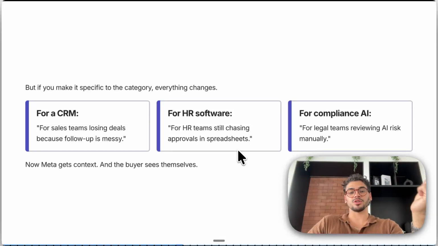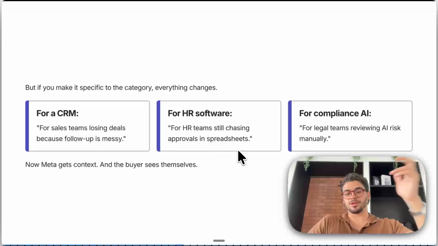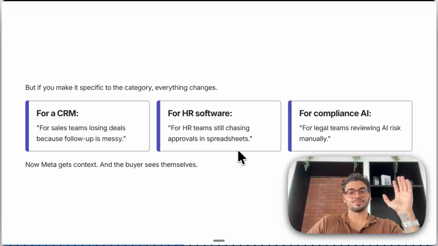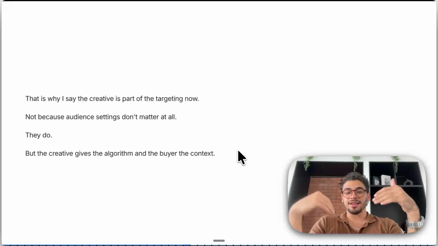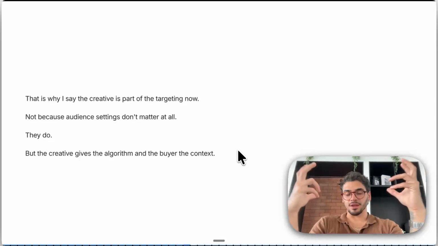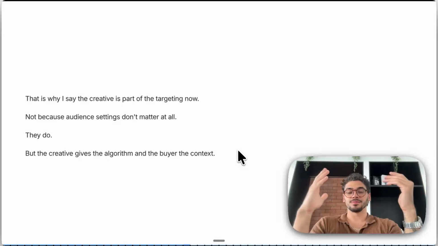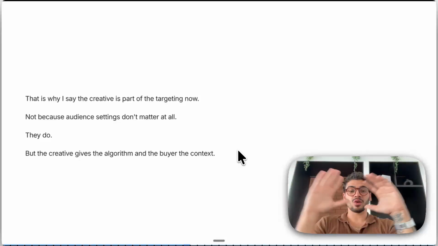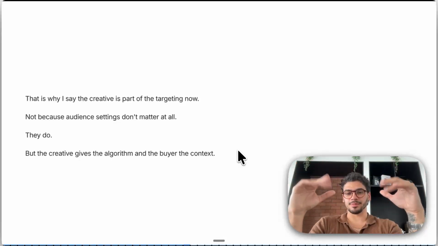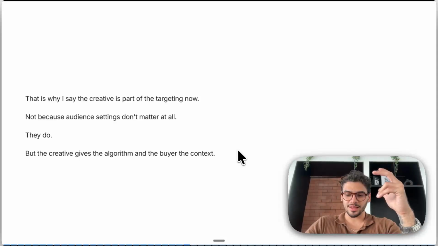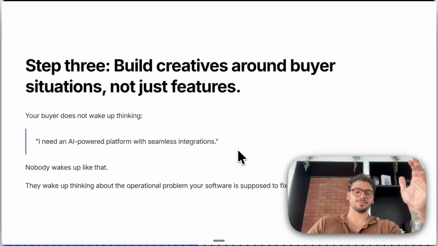And you also need to improve your funnel to be qualifying the leads there as well, not only the ad, right? This is why I say the creative is part of the targeting now. Not because audience settings don't matter at all, they actually do, but the creative gives the algorithm and the buyer the whole context that they need to make a decision.